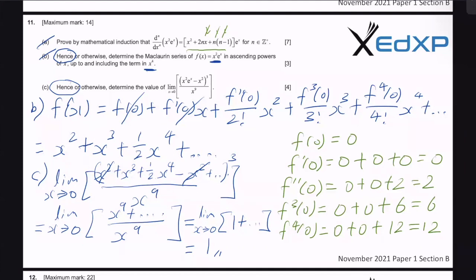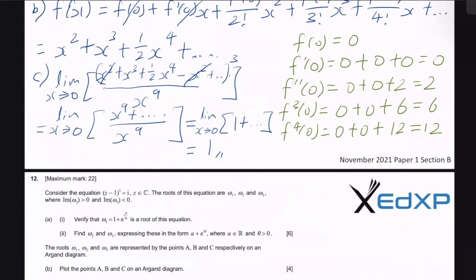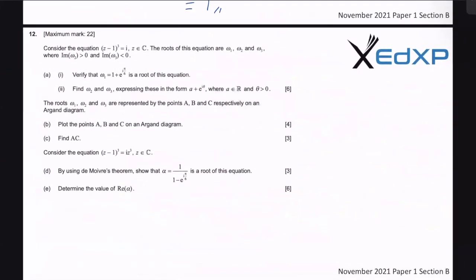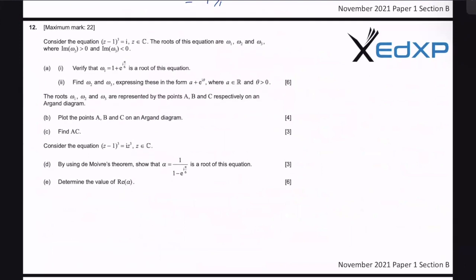I'll move on to the last question of paper 1 in the November 2021 paper, which is usually the hardest question. They leave it at the end. So let's have a look at this question. We have an equation (z minus 1) cubed equals i, and we have the roots. So this is a cubic equation. We should have 3 roots: omega 1, omega 2, and omega 3. And they mentioned that the imaginary component of omega 2 is positive and the imaginary component of omega 3 is negative. So part A, we want to verify that omega 1 is a root.